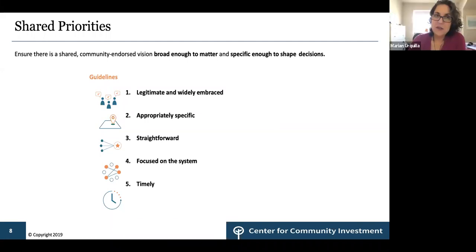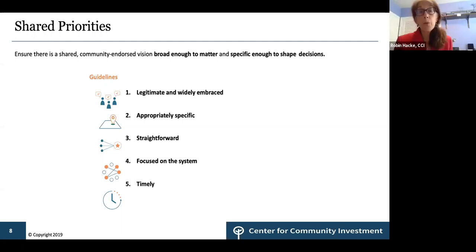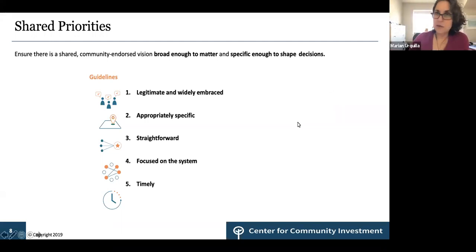And so the notion here is that shared priorities provide both direction, impetus, urgency, and that they're specific enough to allow for decision-making and prioritization of resource allocation. Right, and broad enough to attract a wide array of stakeholders who can get on board. Right, and who can help build the political will and the problem solving to get it done.